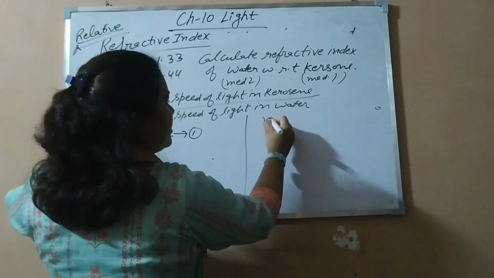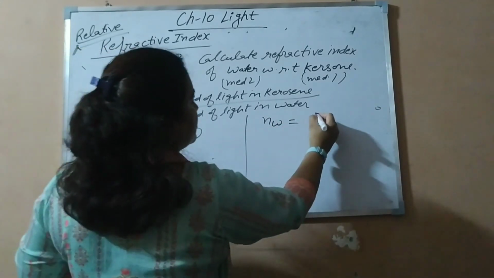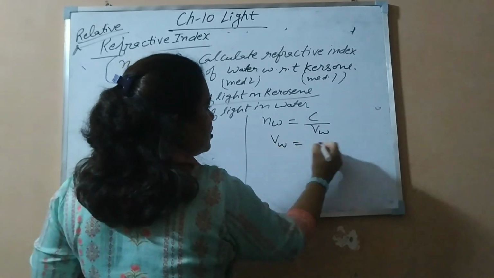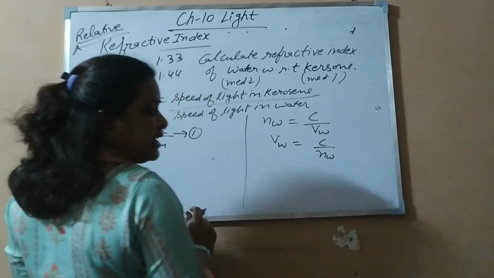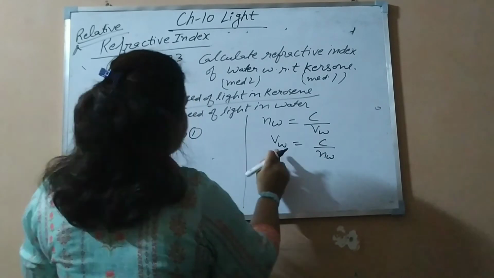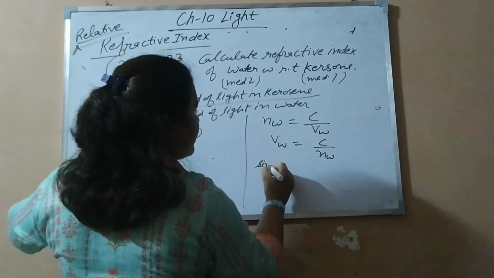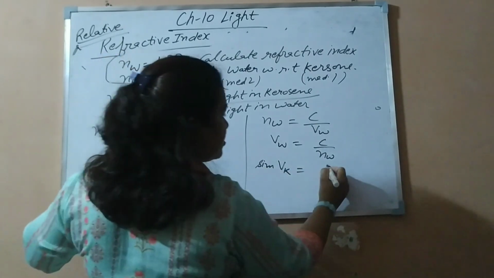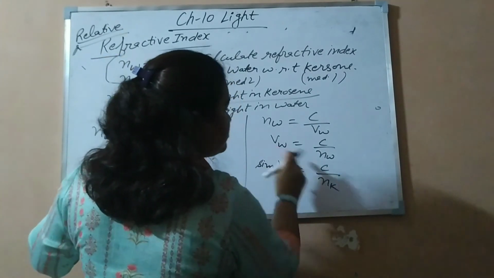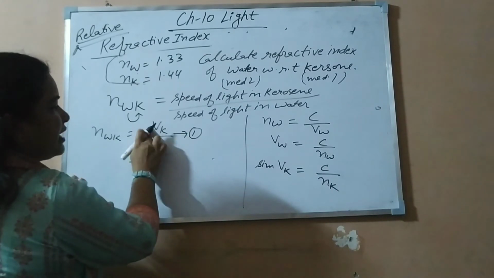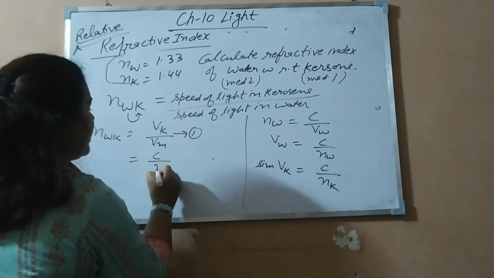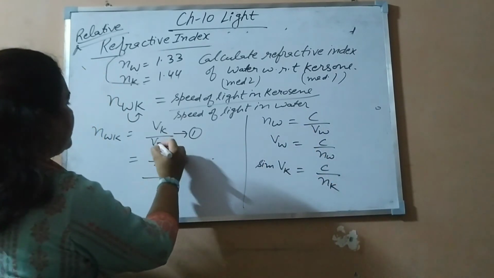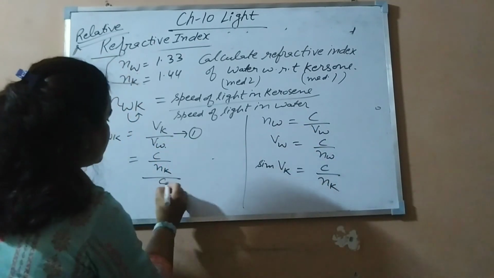What is the meaning of NW? The refractive index of water is the speed of light in air to the speed of light in water. So VW is C upon NW. Similarly, we can write the VK value. What is Vk? The velocity of light in kerosene, that is C upon Nk. Now substitute these values here. So what do you get? Vk upon Vw is C upon Nk upon C upon Nw.